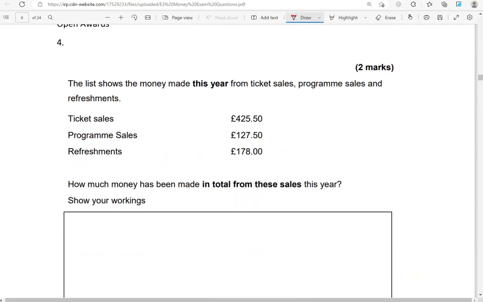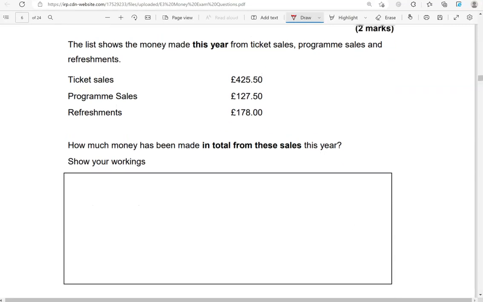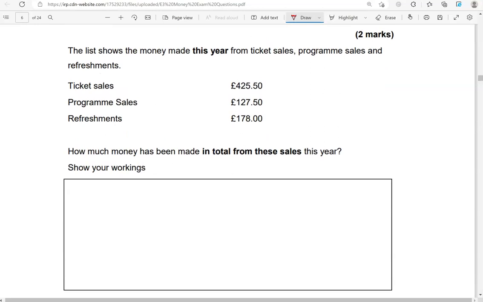The list shows the money made this year from ticket sales, program sales and refreshments. Ticket sales £425.50, program sales £127.50, refreshments £178. How much money has been made in total from these sales this year? Show your workings. So £425.50, £127.50, £178. We're going to add them all together, although you could split them into twos.